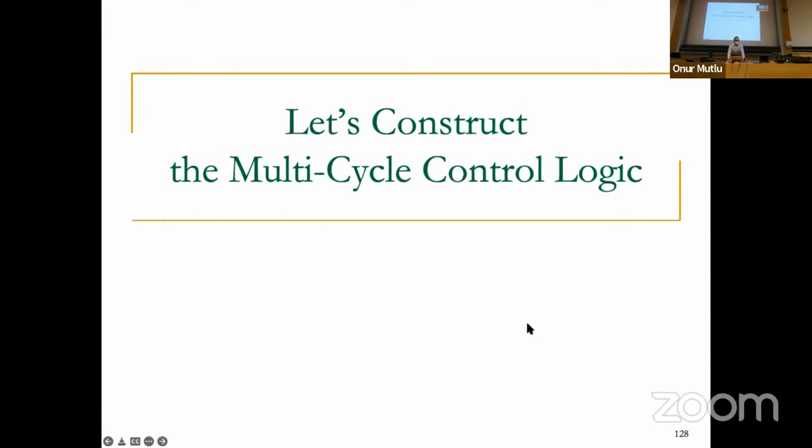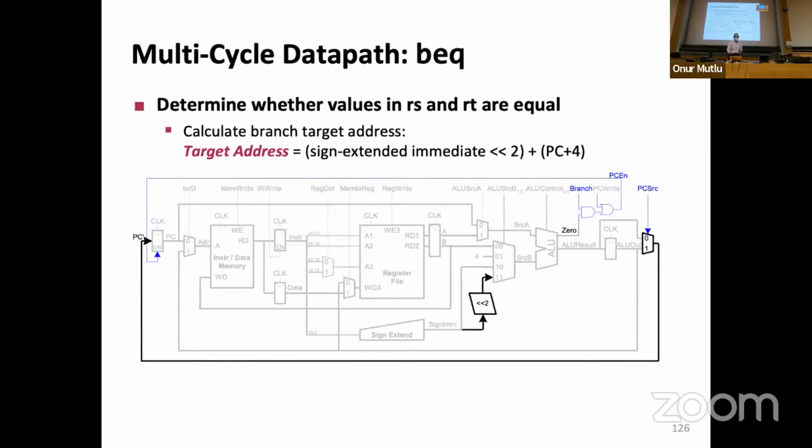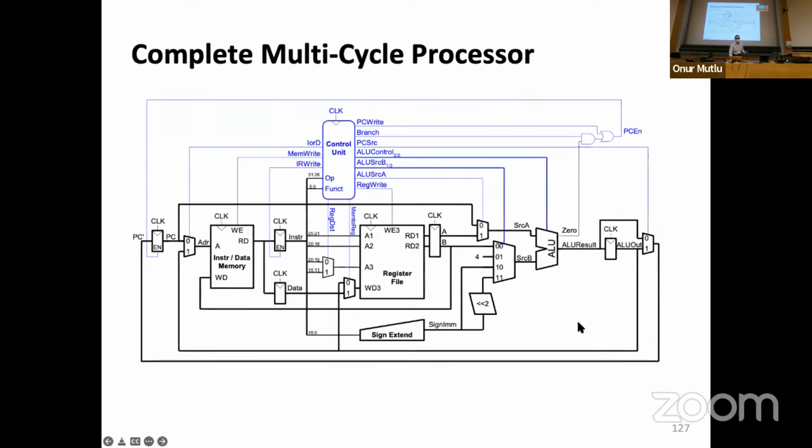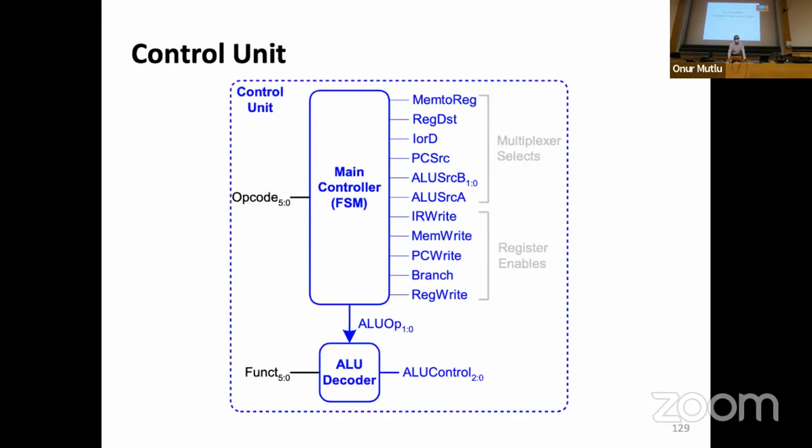Okay. Now let's construct the multi-cycle control logic. And you can keep doing this, basically. I've added many instructions, but you can keep adding more instructions by adding data path elements as well as control signals. And this is the complete multi-cycle processor for the equivalent of the single cycle processor that we have examined. Now let's construct the multi-cycle control logic quickly.